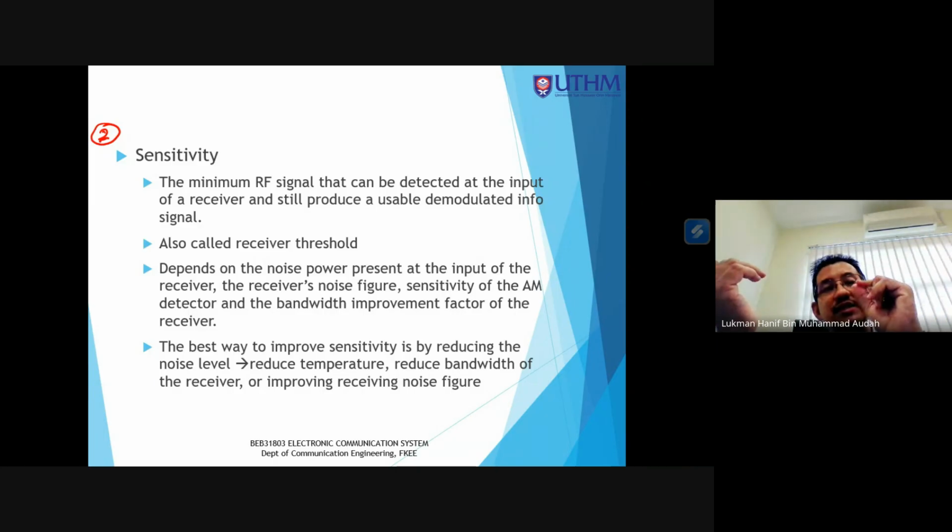So the smaller the input signal we can detect and then demodulate, the more sensitive my receiver is: it can receive a small amplitude signal and still demodulate it and produce a suitable output. That defines the sensitivity parameter. We not only detect a small amplitude signal, we also do the demodulation process and produce the desired output.